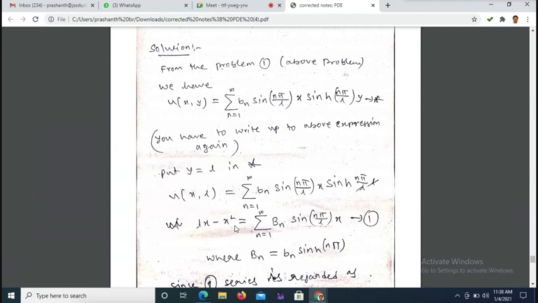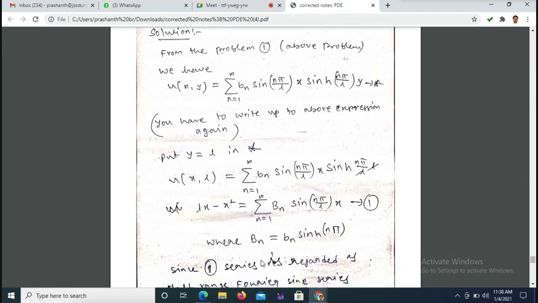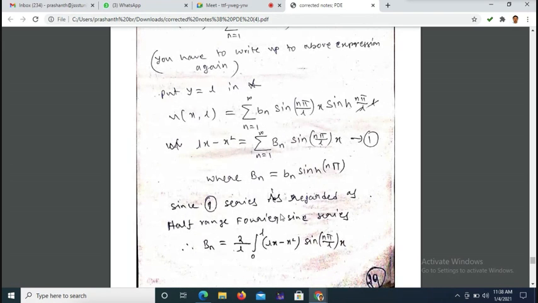u of x comma L is Lx minus x square. Bn can be taken as capital Bn, sin n pi by L into x. This Bn can be taken as Bn sinh n pi, because sin n pi by L into x is this one. The remaining Bn into this one is called capital Bn. Since the equation 1 series is regarded as a half-range Fourier series, just observe here, it's a sine series, right? It's a half-range Fourier sine series.